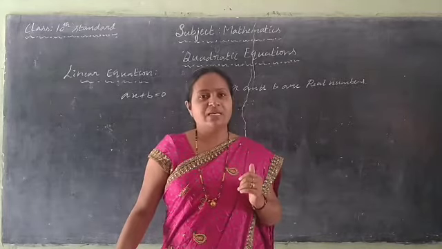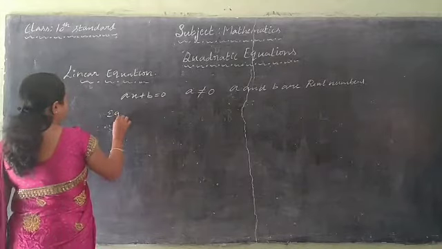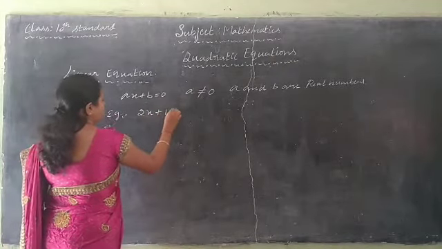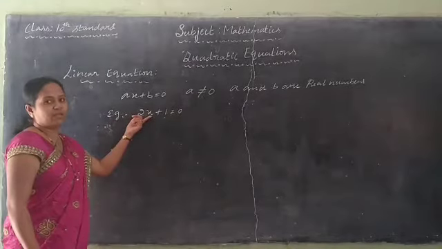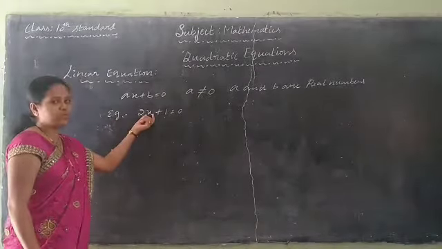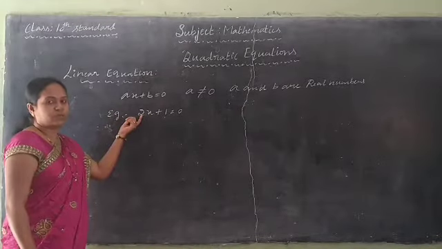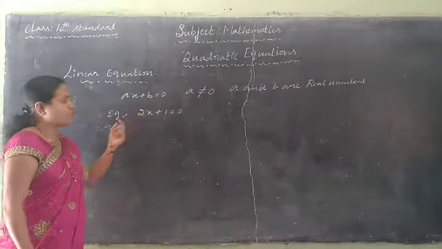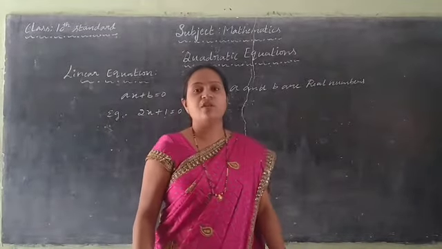So, I'll give some examples for it. See, children, 2x plus 1 is equal to 0. See, here x is called as a variable. Understood? We call this x as a variable and 2 is called as a constant. Got it, children? X is a variable, 2 is a constant. What is the degree of the x? So, the degree of the x is, children, 1.